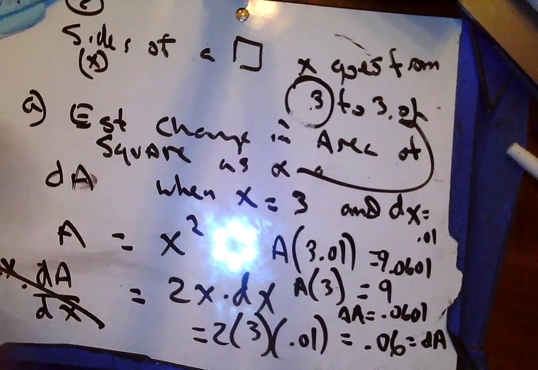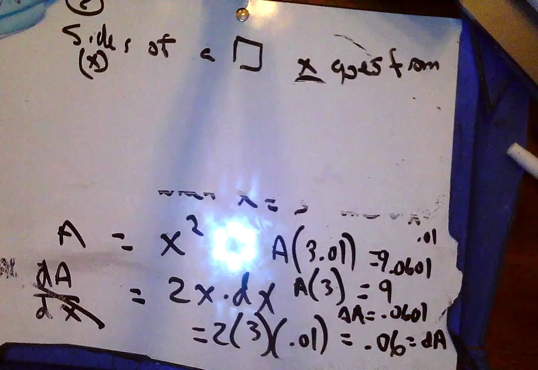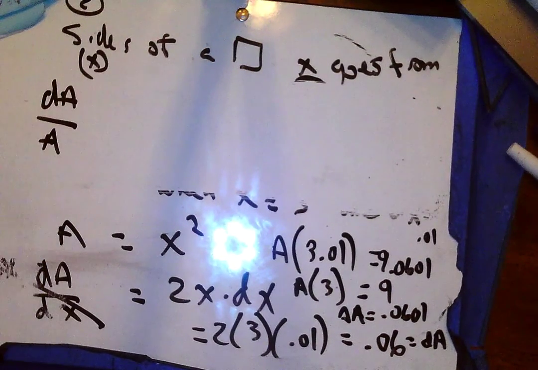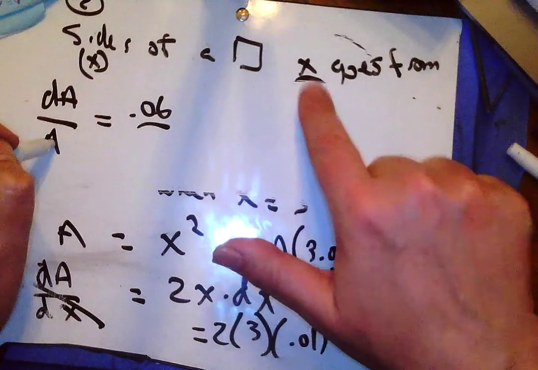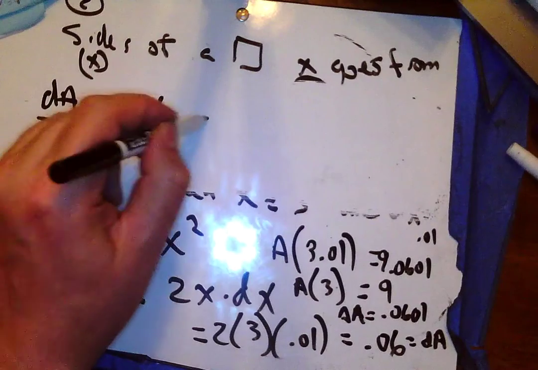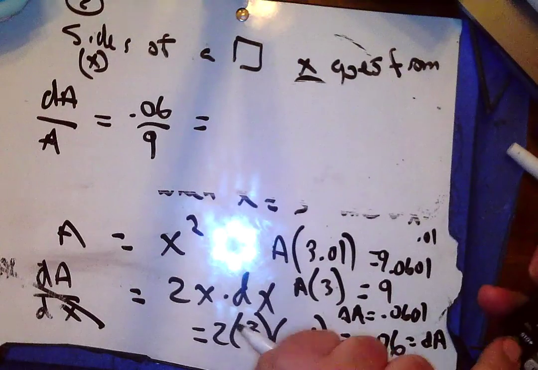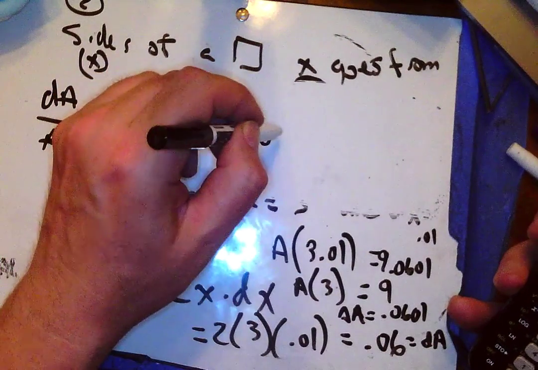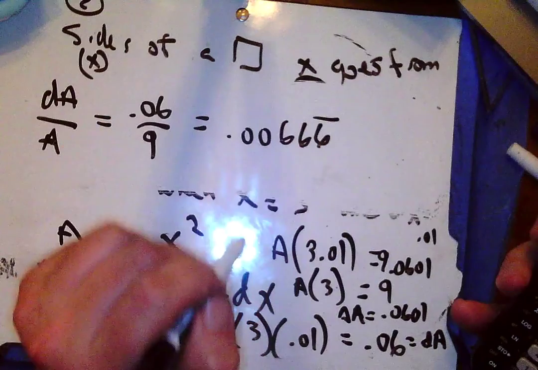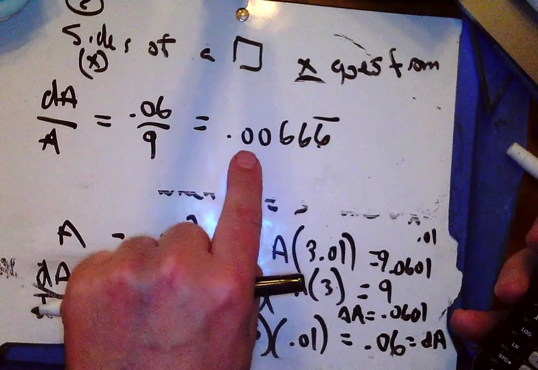Now, don't lose all that information. What about this dA over A thing? This approximate change in area, how big a deal is it? When I compare it to the actual area, well, that's going to be 0.06 over, what was the area when x equals 3? 9. So what are we going to have there? 0.06 divided by 9, and I end up with 0.00666, etc.